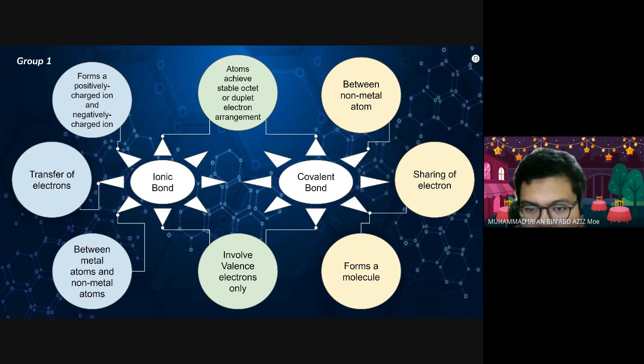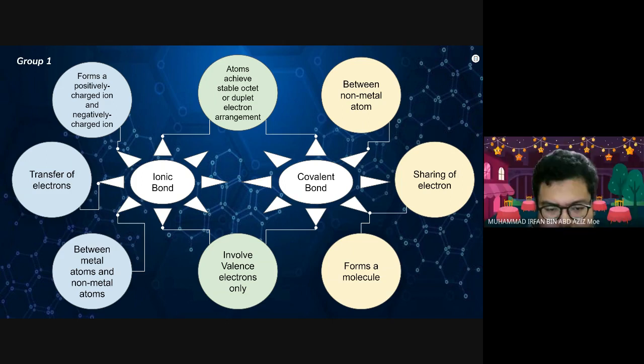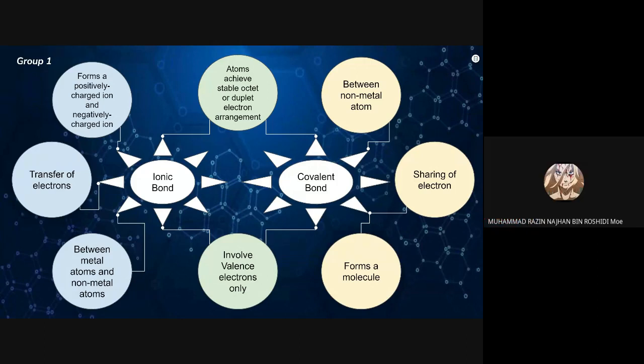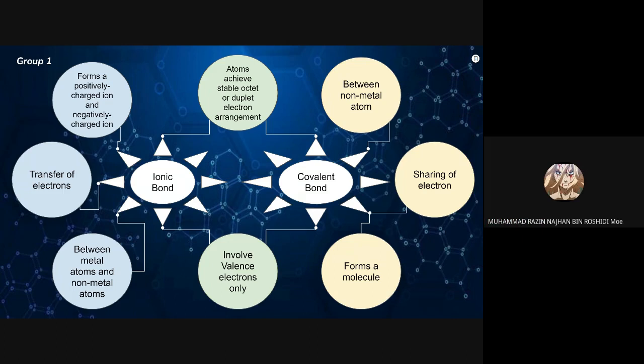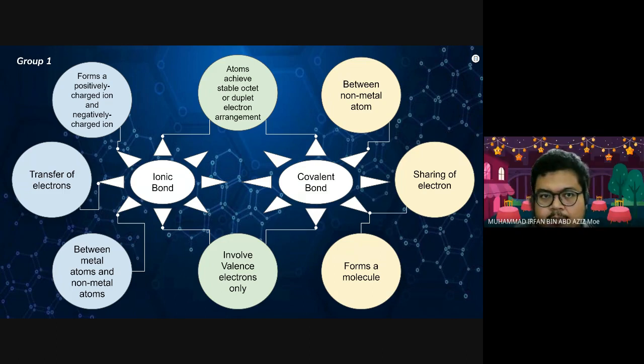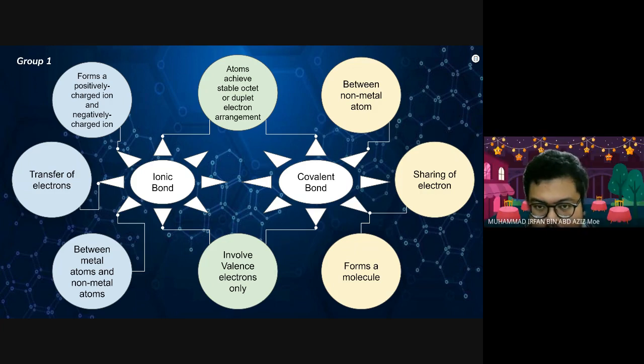So, what is example of molecule? Siapa boleh beritahu? NaCl. Is it NaCl? Okay, NaCl ionic bond or covalent bond? Ionic. So, is it form a molecule? No. Habis tu? NaCl tu apa dia? Compound. Okay, compound. But O2 pun, H2O pun compound juga.